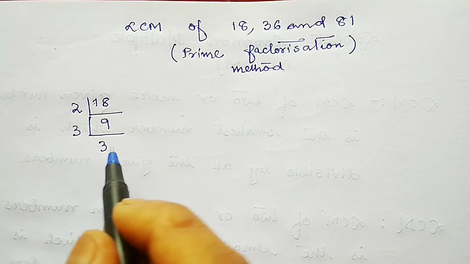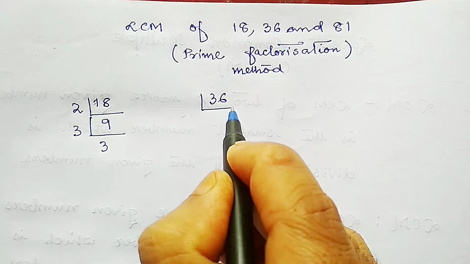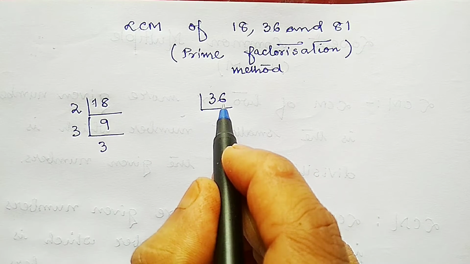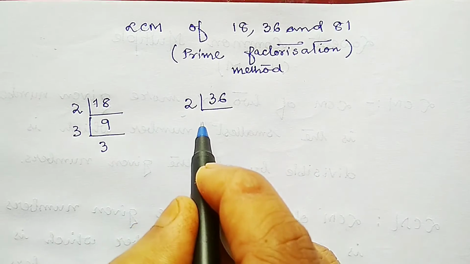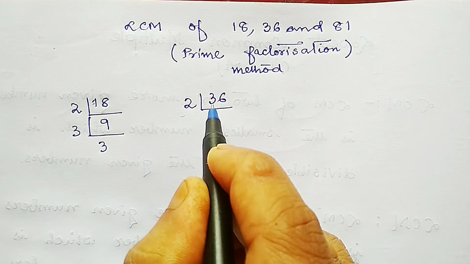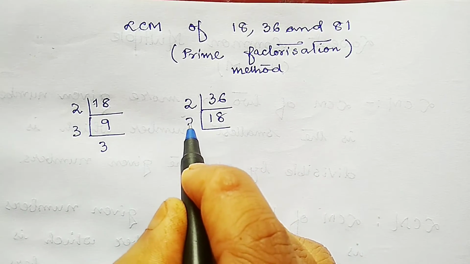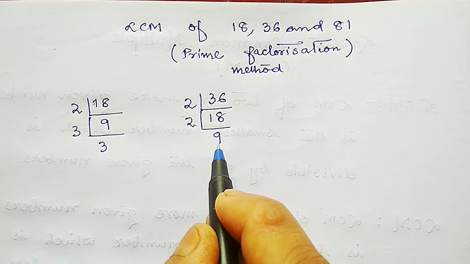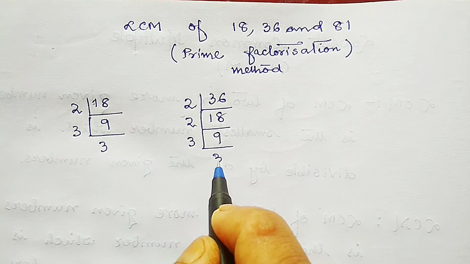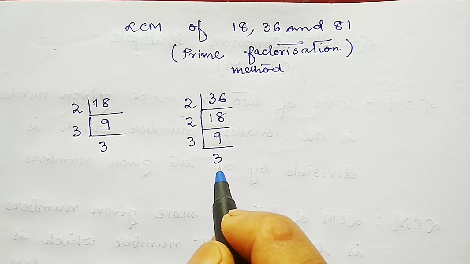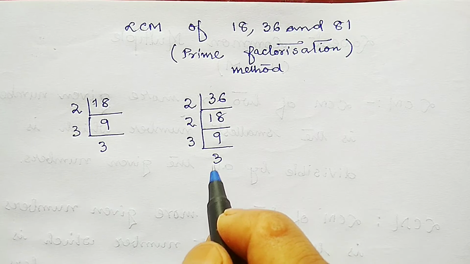Since 3 is a prime number which cannot be divided by any number other than 1 and 3, we will stop. In the case of 36, again we will write 36. Since the unit digit is 6, which is divisible by 2, I can divide this number by 2. 2 18s are 36. Again you divide 18 by 2, it will be 9. Now 9 is not divisible by 2, so we are going to divide it by 3. 3 3s are 9. And again 3 is a prime number which cannot be divided by any number other than 1 and 3, so we are not going to continue.